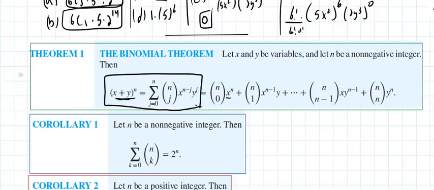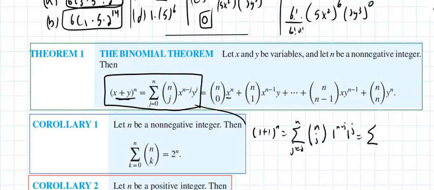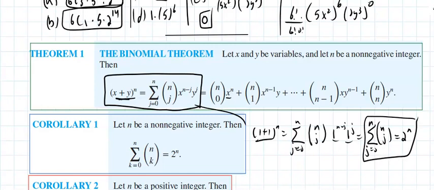So if I take this, and I put a 1 plus 1 to the n, that is the series j equals 0 to n of n choose j, 1 to the n minus j, 1 to the j. But isn't that just a 1? And what's that? 1 plus 1. Isn't 1 plus 1 2 to the n? So they replace j by k. No big deal. There it is.